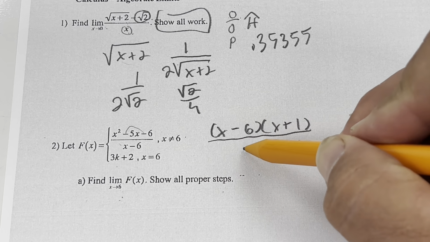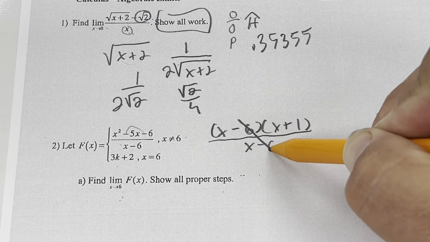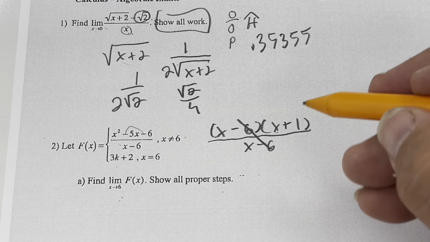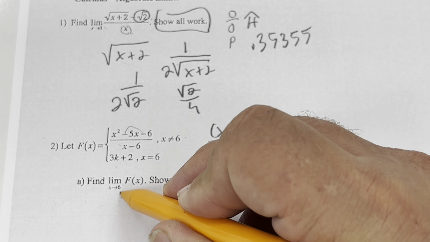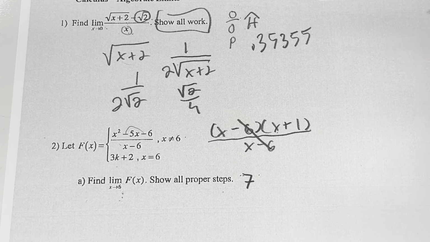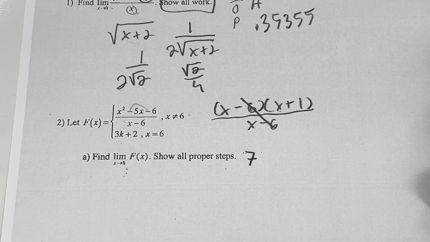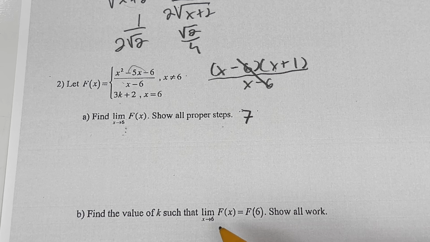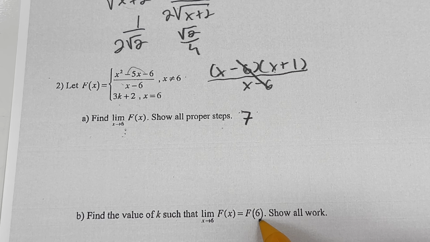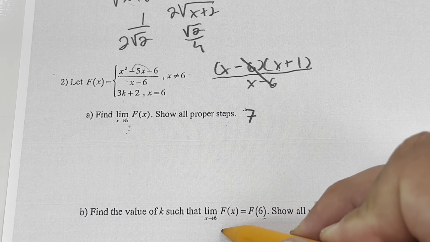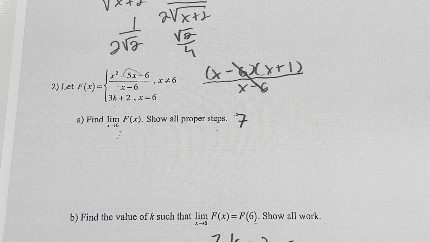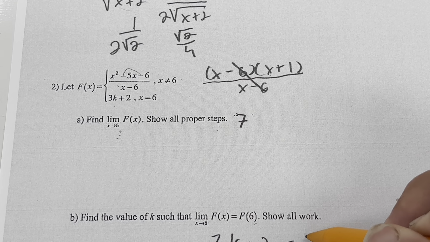So notice now when I divide that by x minus 6, I can get rid of that. And then when I plug in the 6, that's going to give me 7. So the limit as x approaches 6 is 7. But it's not allowed to equal 6. It's approaching 6. So now they asked me to find the value for k such that the limit as x approaches 6 equals f of 6. So that's going to give me 3k plus 2 equals, and we already solved that to equal 7. So 7.